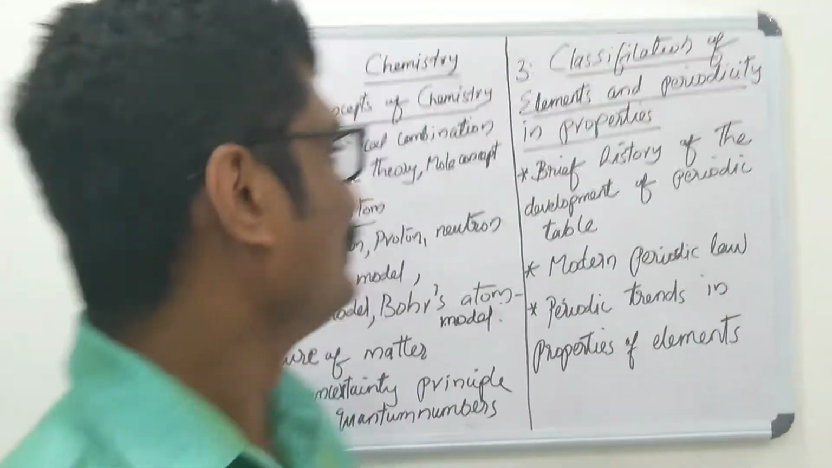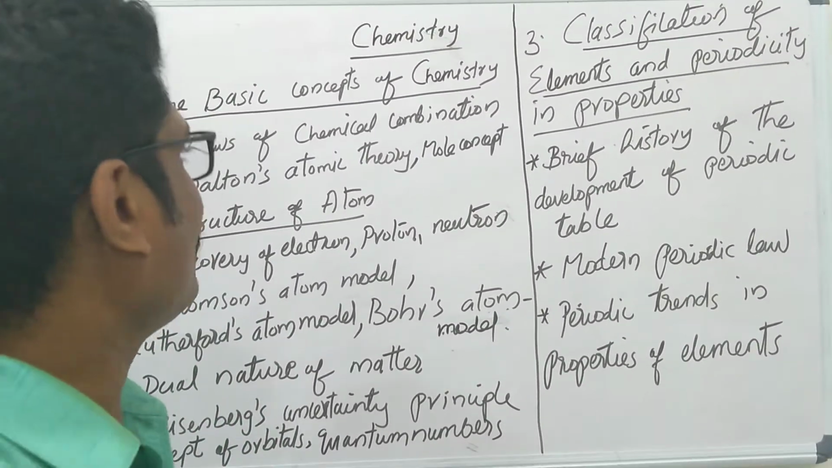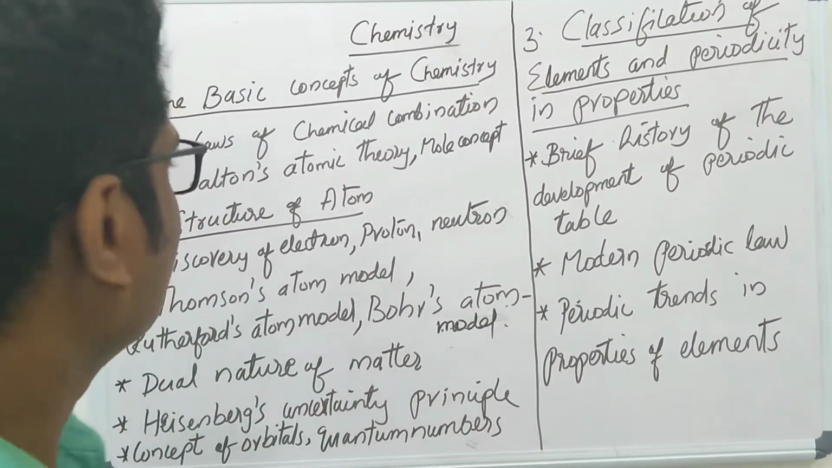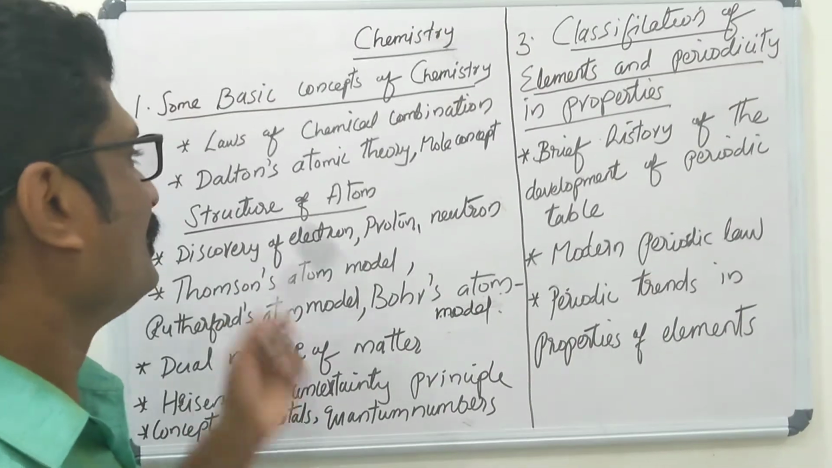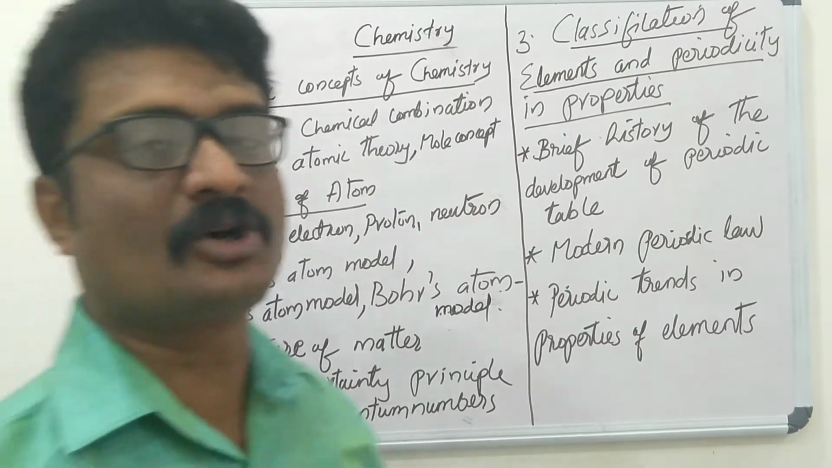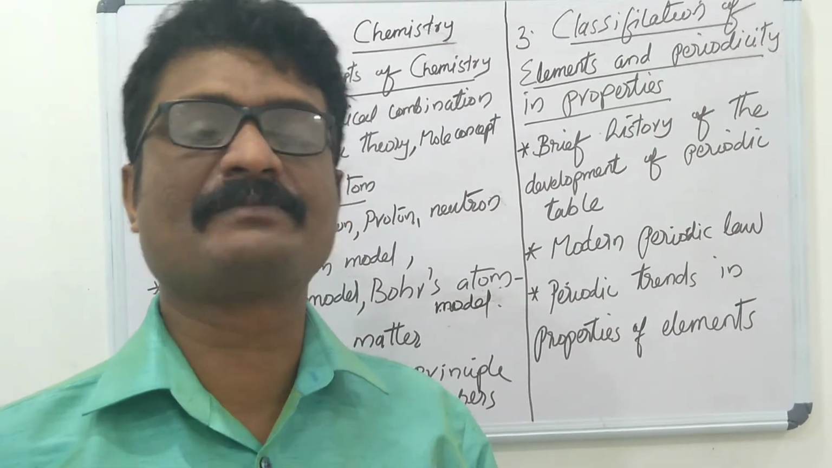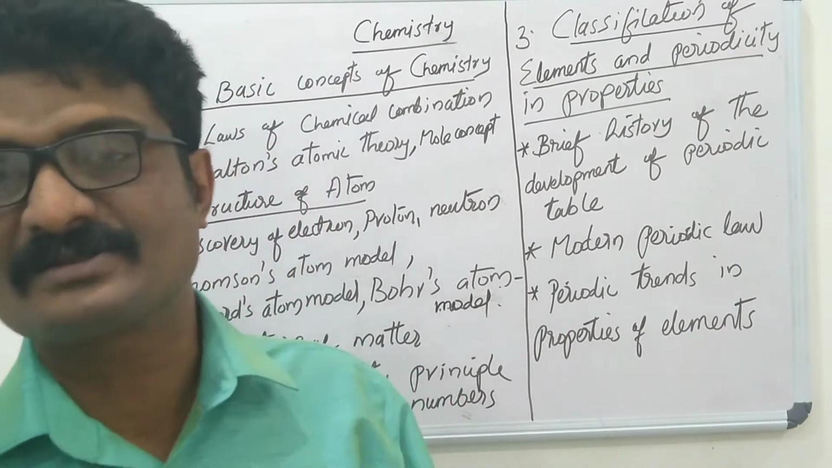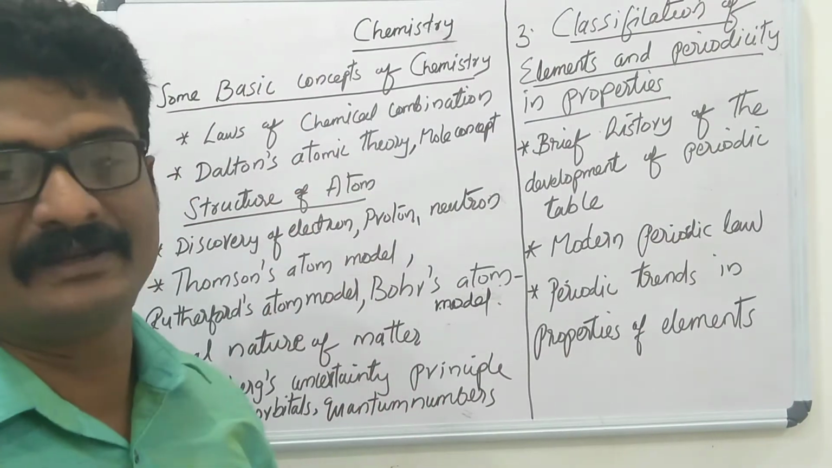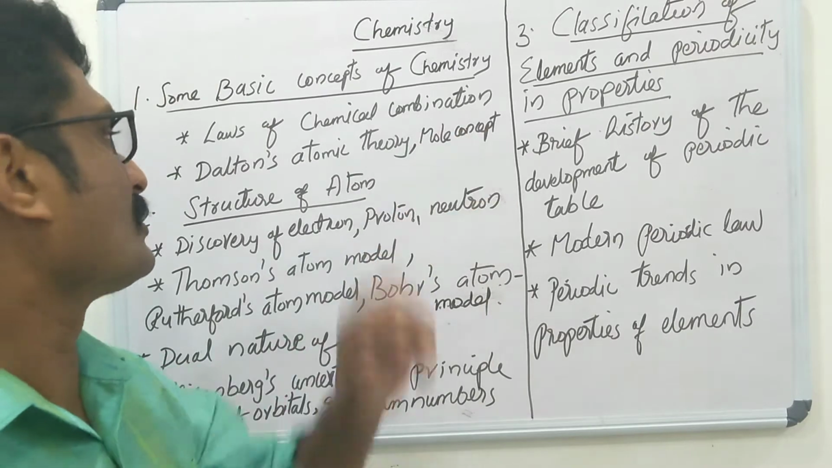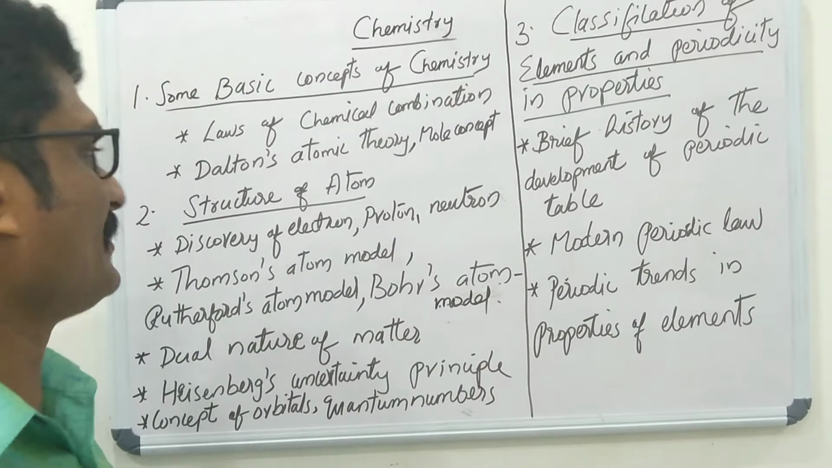The first chapter is some basic concepts of chemistry. In this chapter we are going to study about laws of chemical combination, that means law of multiple proportion, law of definite proportion, law of conservation of mass, etc. Then Dalton's atomic theory, mole concepts, etc.